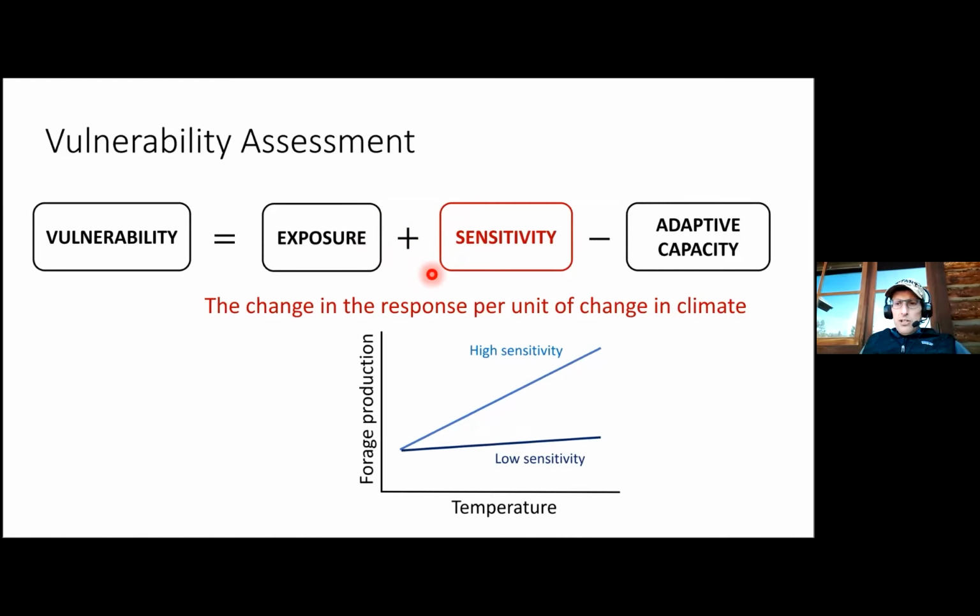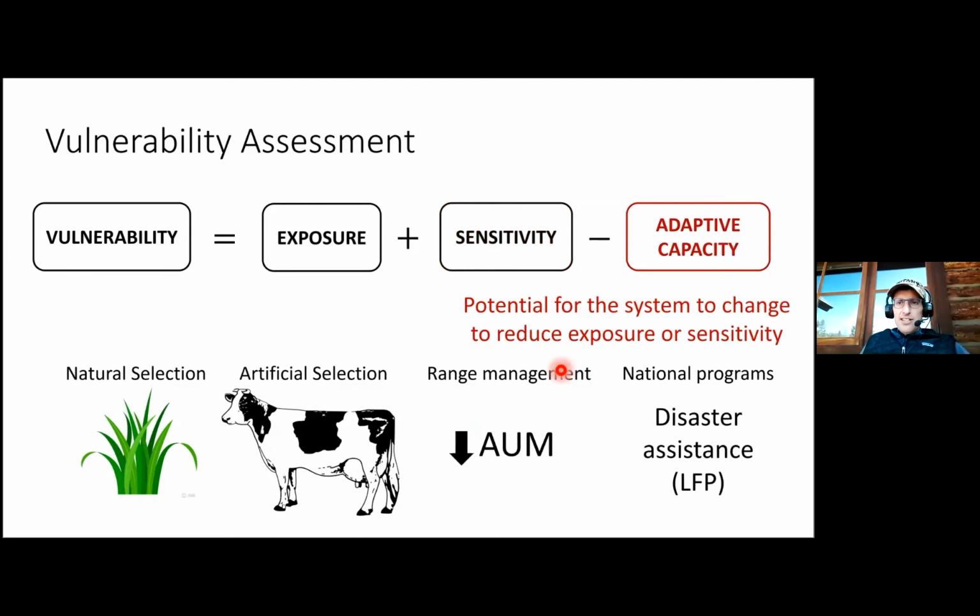Now, a lot of what we show you today will focus only on exposure and sensitivity and their combined effects. And that's because the third component, adaptive capacity, is not only the hardest to understand, but it's also hard to measure. The idea is that it represents the potential for the system to change to reduce exposure or sensitivity.